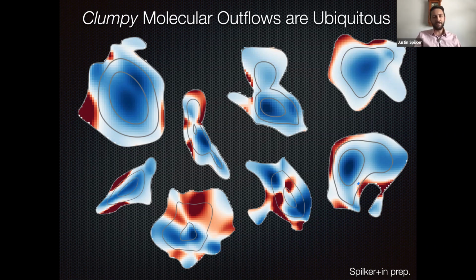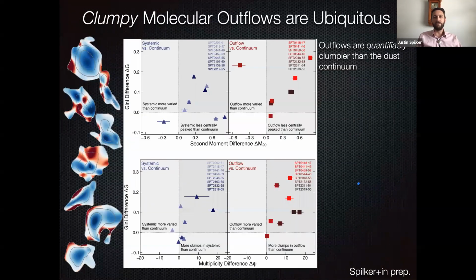And you don't have to just take my word for it. You don't have to trust your eyes. They're actually also quantifiably clumpier than the dust continuum. To make that statement, I'm borrowing a few metrics that are most commonly used in observations of star-forming clumps at low and high redshift.